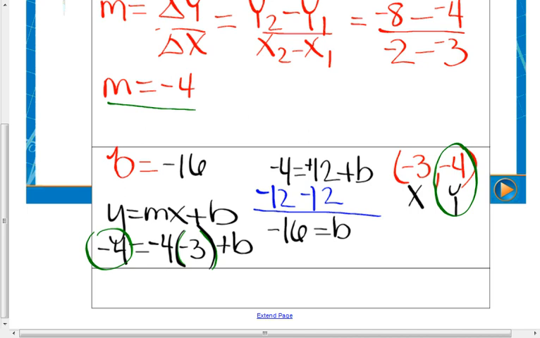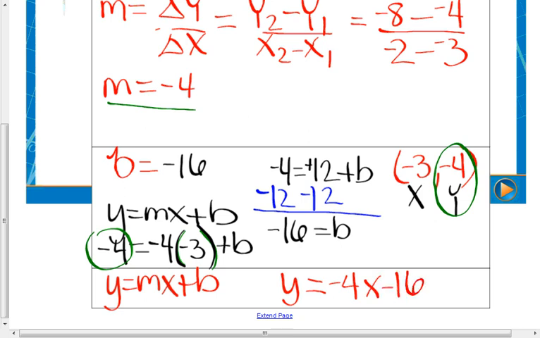So now we're going to just plug everything in. Y equals mx plus b. The only two variables that stay is y and x. So y equals negative 4x minus 16. And we're done.